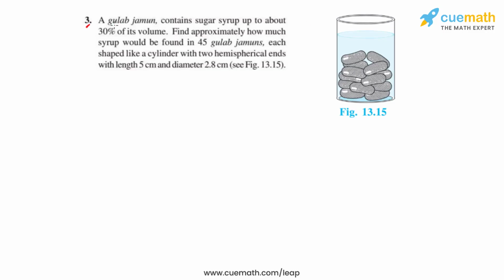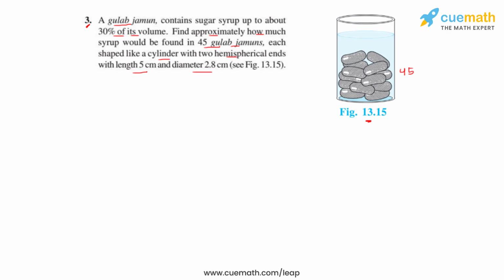Question number 3 says that a gulab jamun contains sugar syrup up to about 30% of its volume. We have to find approximately how much syrup would be found in 45 such gulab jamuns, each shaped like a cylinder with two hemispherical ends with length 5 cm and diameter 2.8 cm, and the figure associated with this question is figure 13.15. Here we can see a jar which is filled with a certain number of gulab jamuns.